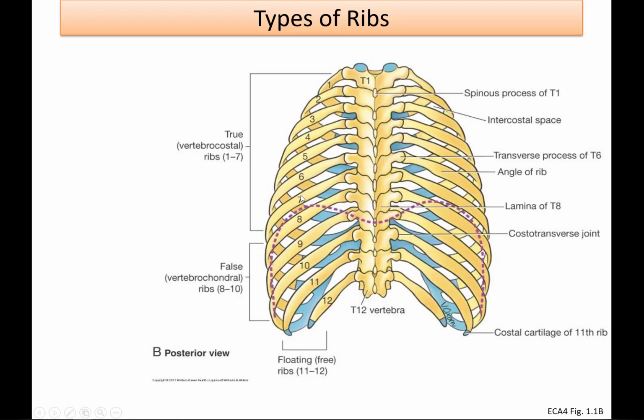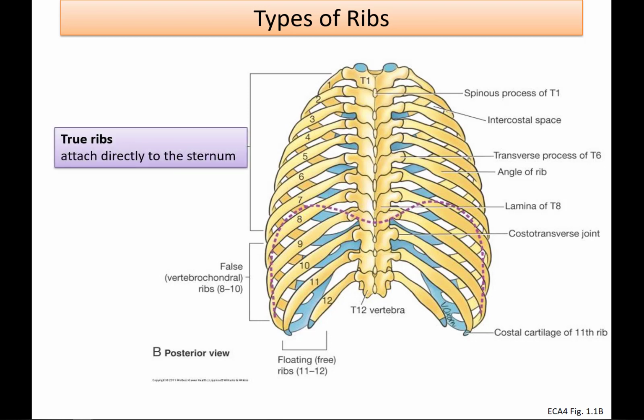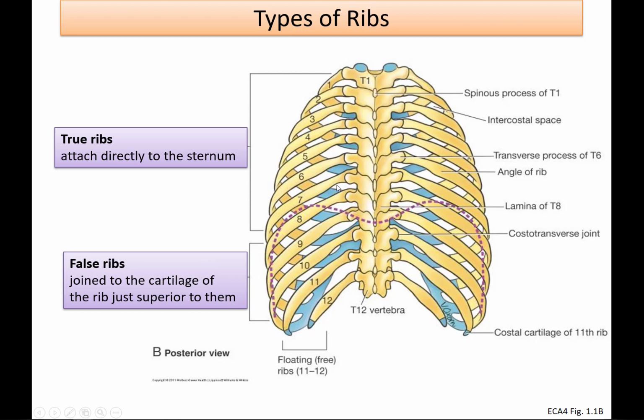Let's have a look at different types of ribs now. The ribs in general are considered to be lightweight but highly resilient curved and flat bones. The spongy interior of a rib contains bone marrow, which forms blood cells, so it's hematopoietic tissue. And there are three types of ribs. There are true ribs that attach directly to the sternum. This is a posterior view, so you can see the sternum. You have false ribs, which are ribs that join to the cartilage of the rib just superior to them. You can see some of it down here. These are false ribs. And then you have floating ribs, which are numbers 11 and 12. They do not connect to the sternum, and they don't connect to the ribs above them. 11 and 12 are just floating ribs.